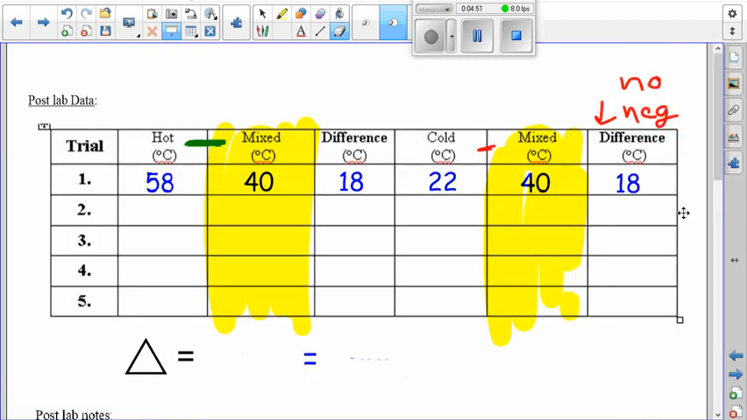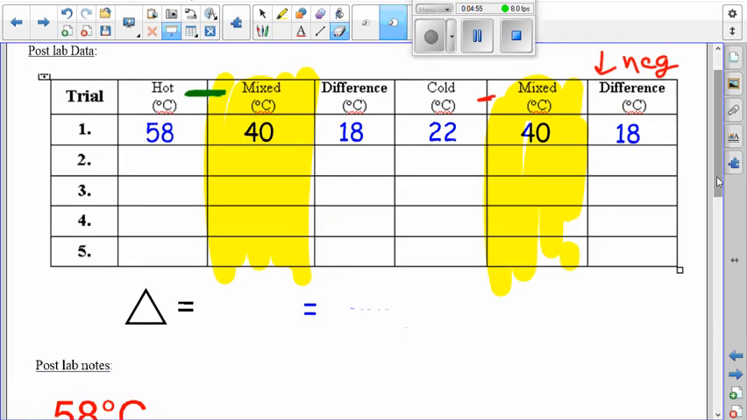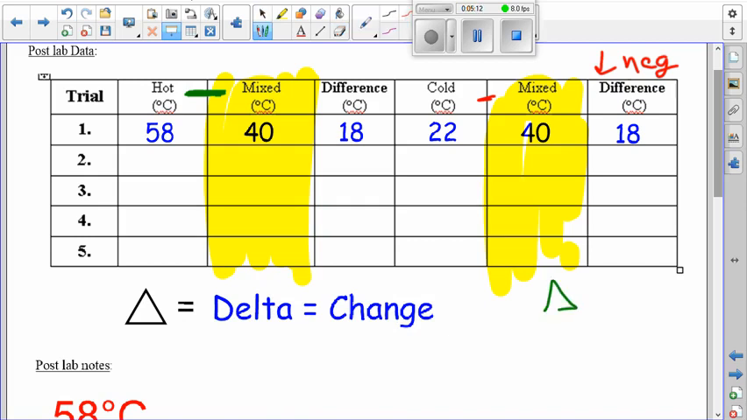Now let's talk about this chart at the end here. There are a couple things I want you guys to note and write down. So we have two sentences of notes here. Here's the first one. This is at the bottom of your little handout. This little triangle is the Greek letter delta, and it means change. So if you ever see something like delta T, that means a change in temperature of something. It's how much did the temperature change? That's one thing you guys need to know.